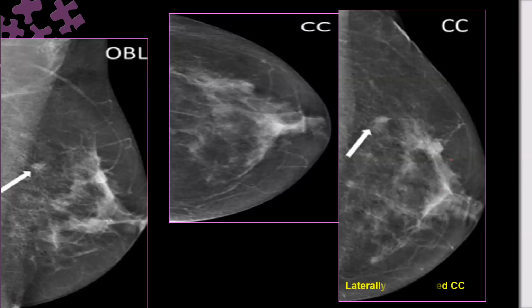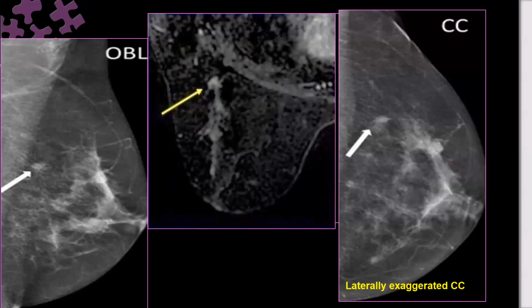Okay? So yes. This is not a CC view. This is an extended lateral CC view, or exaggerated CC view. You got it? Yes, I did. What is this image? Do you know it? It looks... no, not actually.